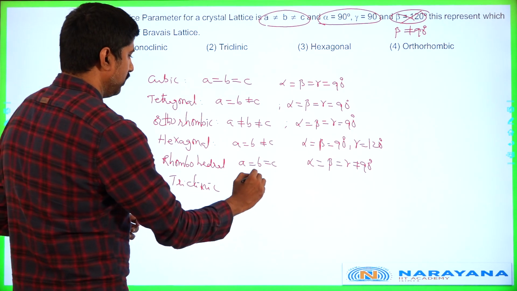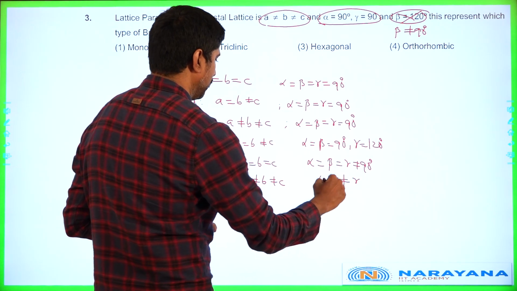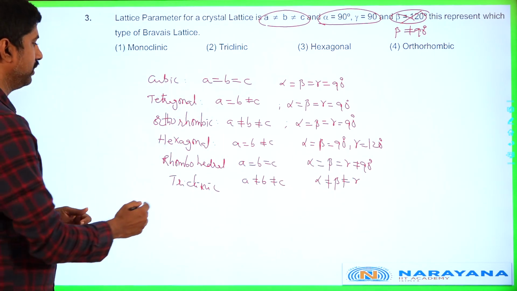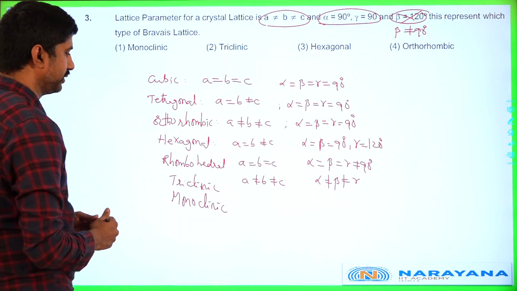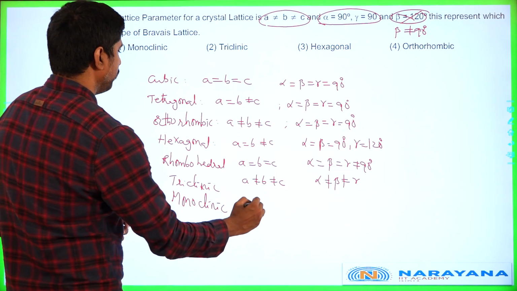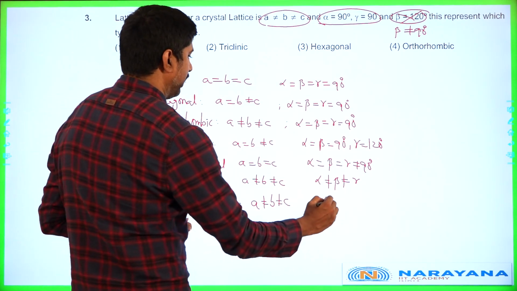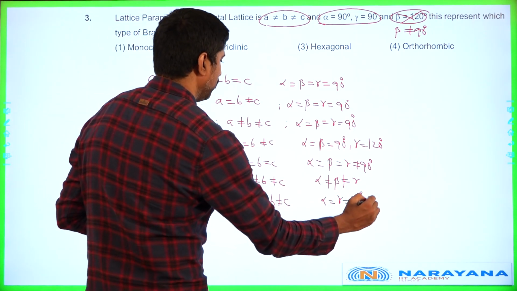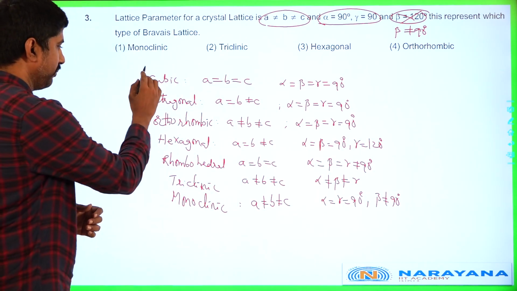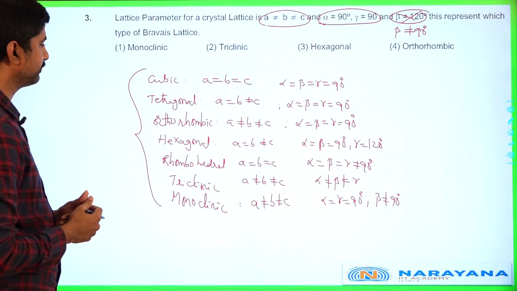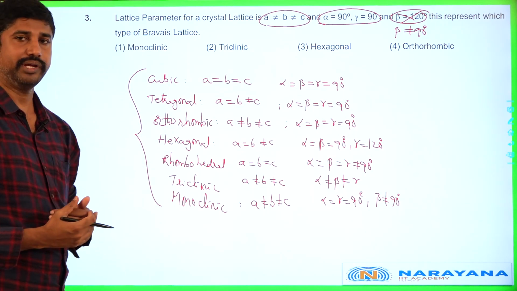Triclinic, if you go for A not equal to B not equal to C, and alpha, beta, gamma are not equal. And if you are going for monoclinic, in case of monoclinic we have A is not equal to B not equal to C, and then alpha and gamma are 90 and beta is not equal to 90. So if we remember the 7 kind of crystal systems and their parameters, this kind of questions can be understood easily.